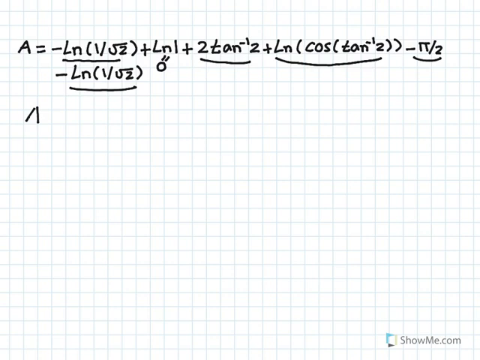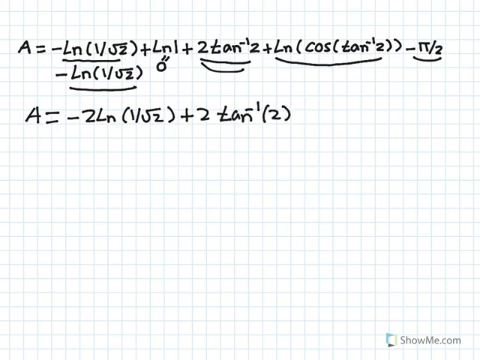So let's simplify this. We get area is equal to minus 2 log of 1 over root 2 plus 2 tan minus 1, I should say, arctangent of 2, minus pi over 2, plus log of cosine of arctangent, tan minus 1 of 2.